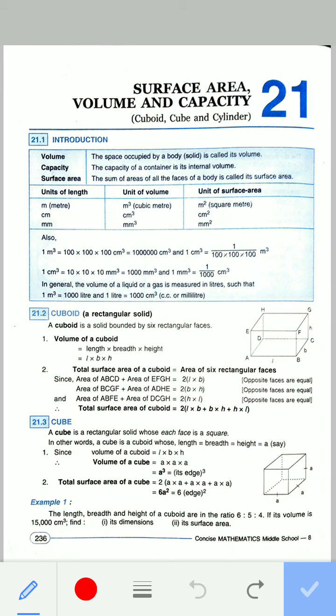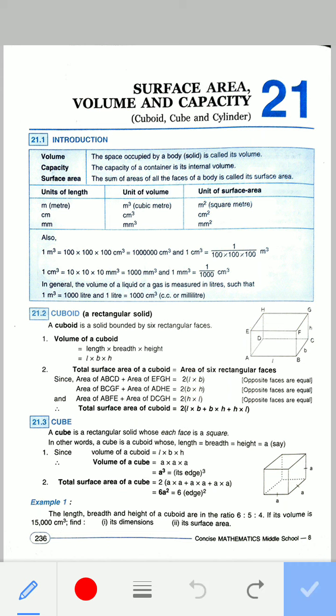What do you mean by surface area? The sum of areas of all the faces of a body is called its surface area. So how many faces does it have? Six faces. If you add the areas of all the faces, you will get the surface area, the total surface area of the box.